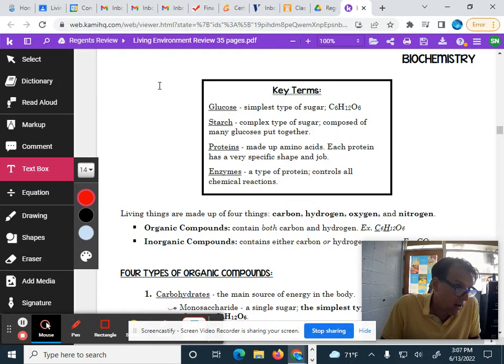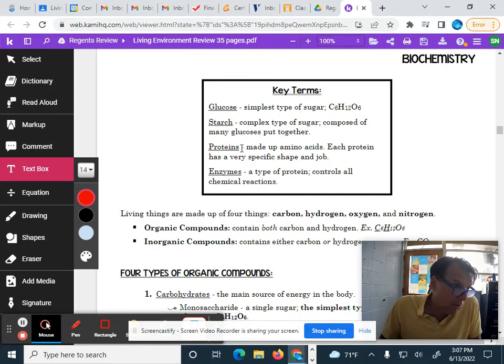Which also makes it a carbohydrate. Starches are also carbohydrates, but they're more complex. They'll often show graphics of simple sugars, one simple sugar. If they show a graphic with a lot of sugars attached, that makes it a starch.